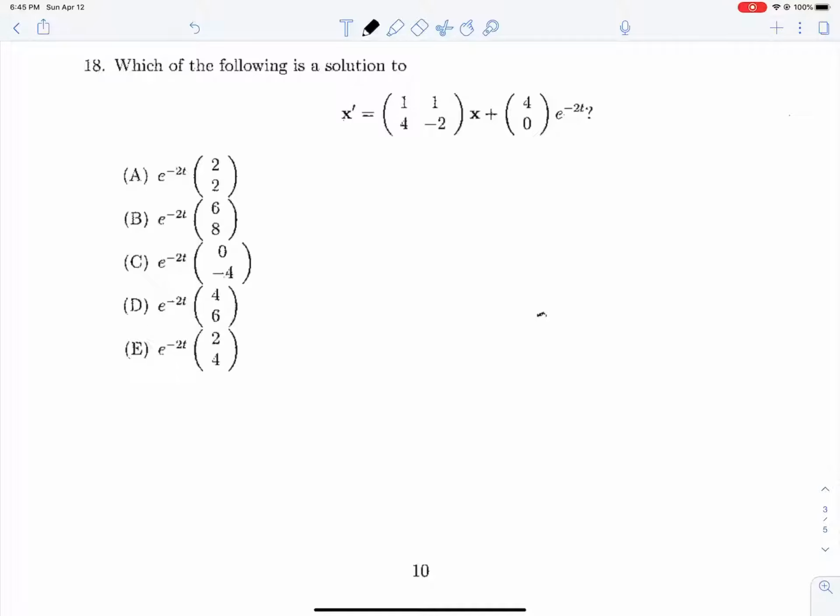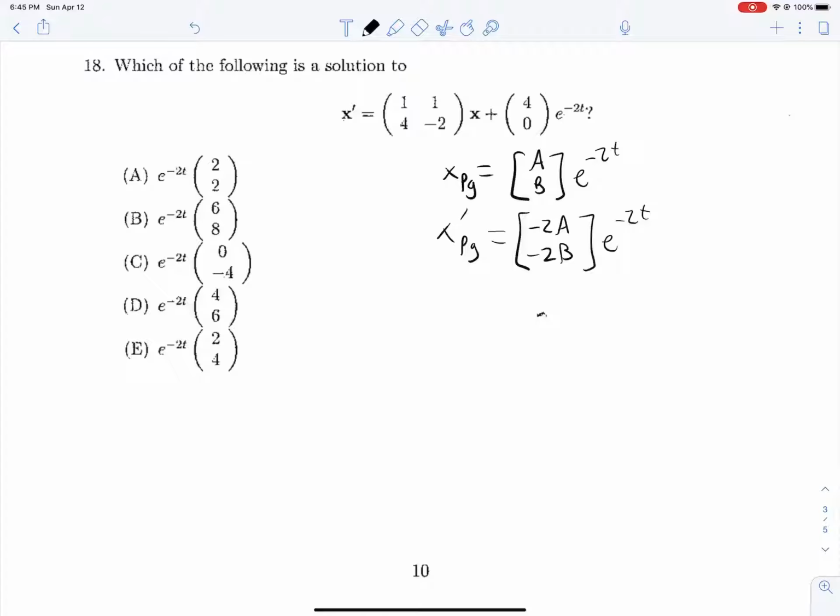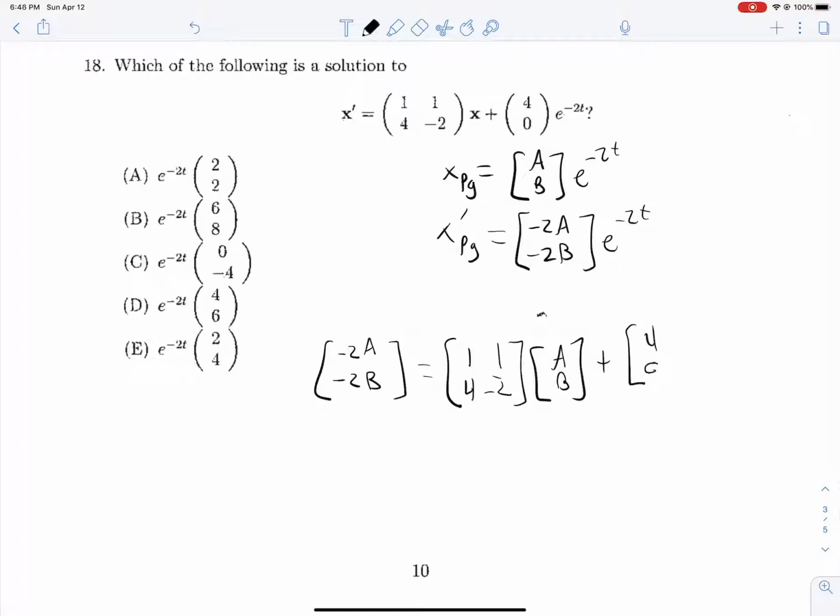So let's get going. We can guess that our particular solution is in the form (a, b) e to the negative 2t, which means that x prime of our guess for our particular solution is (negative 2a, negative 2b) e to the negative 2t. Plugging that in for everything, and remembering that since there's an e to the negative 2t term in everything, we can get rid of it, we will have (negative 2a, negative 2b) is equal to the matrix [1, 1], [4, negative 2] multiplied by (a, b) plus (4, 0).